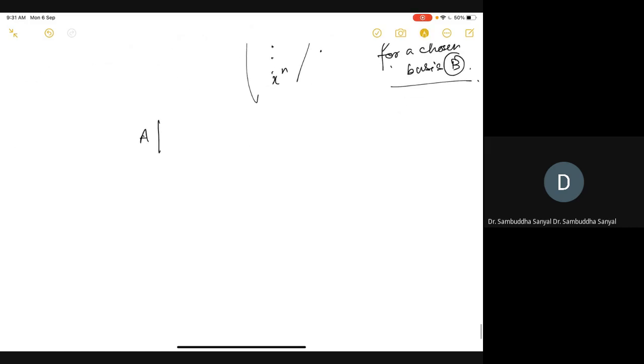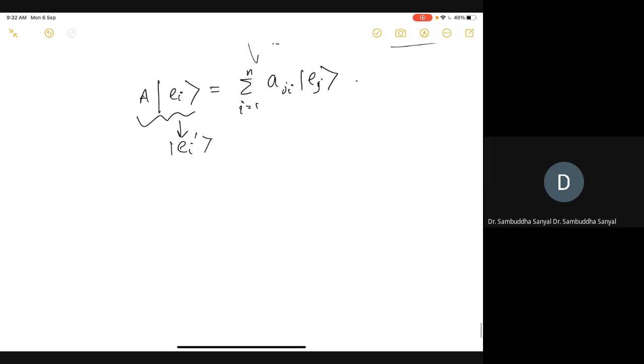Now let's see how the operator looks. So we want to see how an operator acts on ei, because if you know that, then you know how it acts on any X. So this acting on ei will take it to some other vector, some ei prime, some other arbitrary vector. And that must be a linear combination of eis because they span the vector space. So it must be true, some ej.